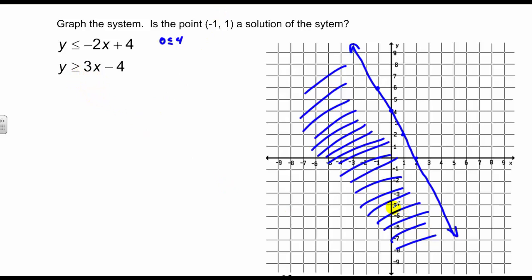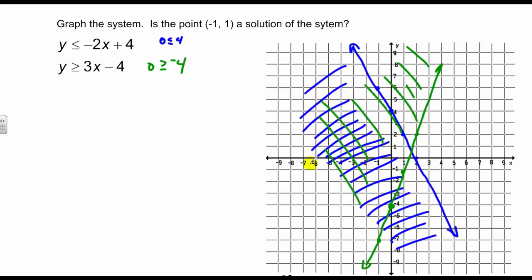So I'm going to go down to negative 4. Do a slope of up 3 over 1. Since this is also equal to, solid line. Sample my 0, 0 point and ask, is 0 greater than or equal to negative 4? The answer is yes, so I shade towards 0, 0.